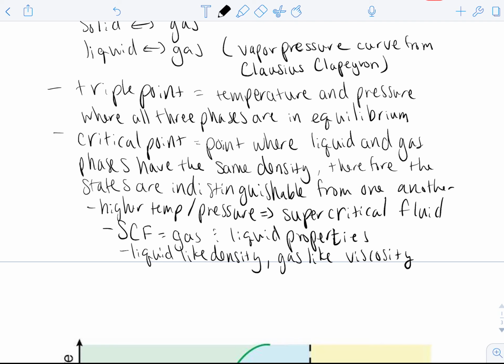and these supercritical fluids are pretty neat. They can effuse through solids like a gas and dissolve materials like a liquid.